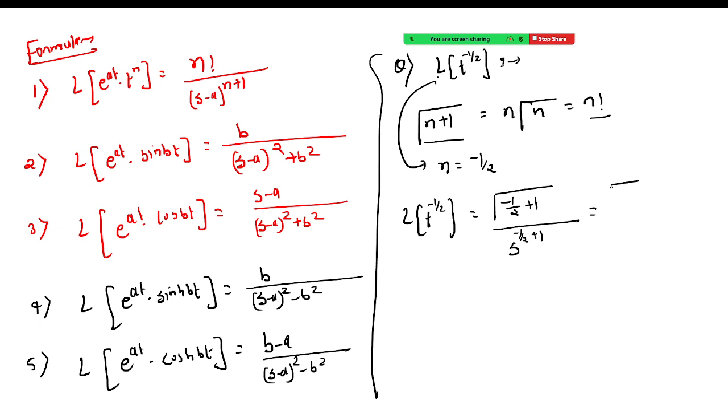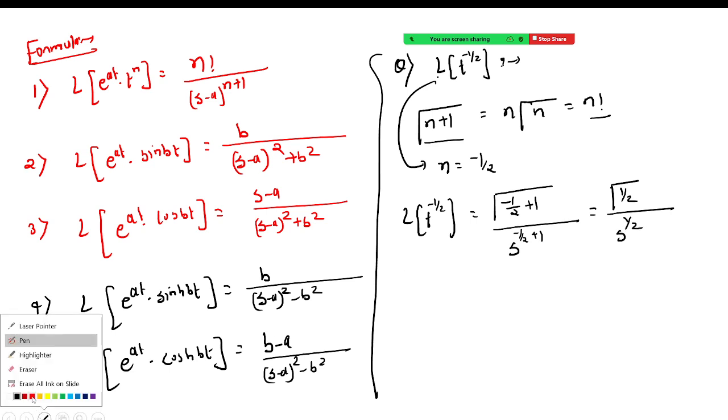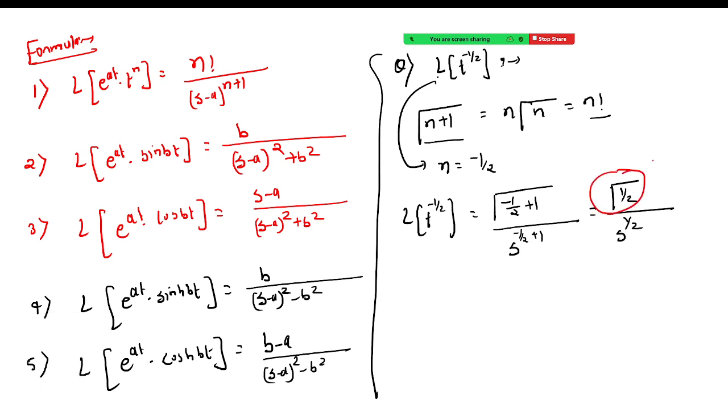So that is equal to gamma 1 by 2 divided by s to the power 1 by 2. And the value of gamma 1 by 2, you must have studied this, is root pi, that you need to remember. So that will be equal to root pi divided by s to the power 1 by 2. So the Laplace transform of t to the power minus 1 by 2 is equal to root pi divided by root s.